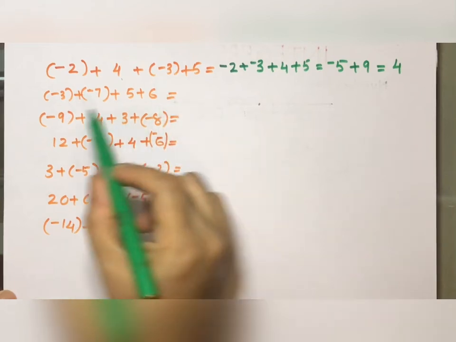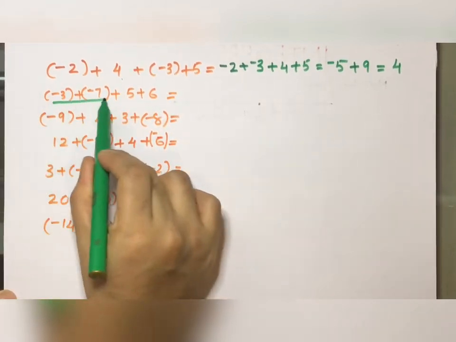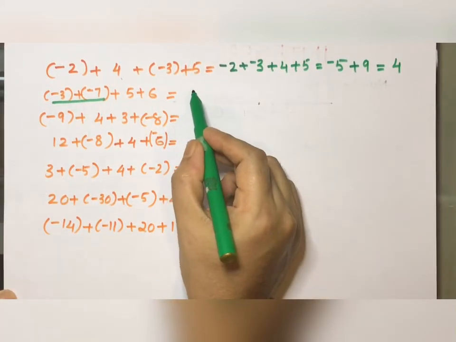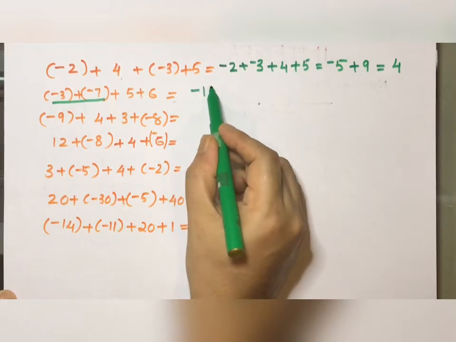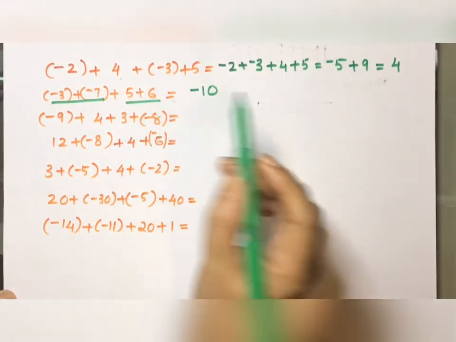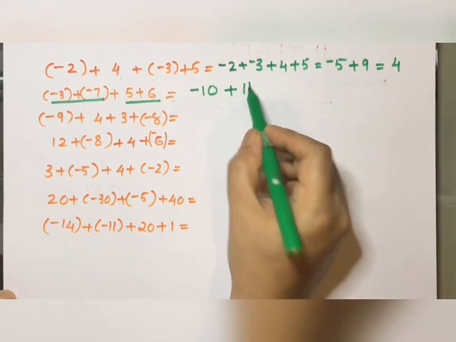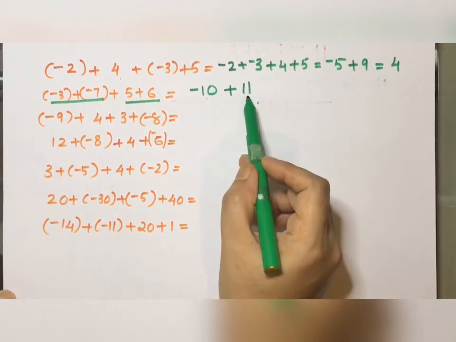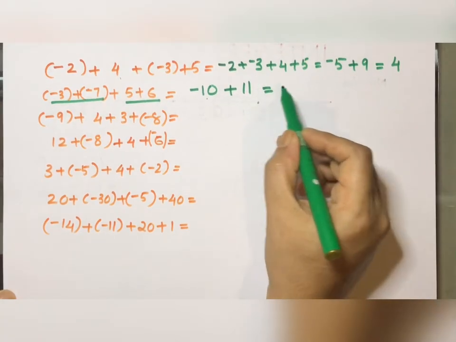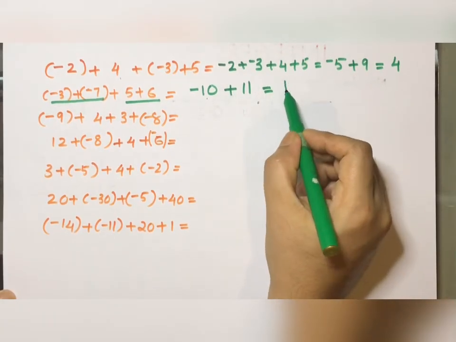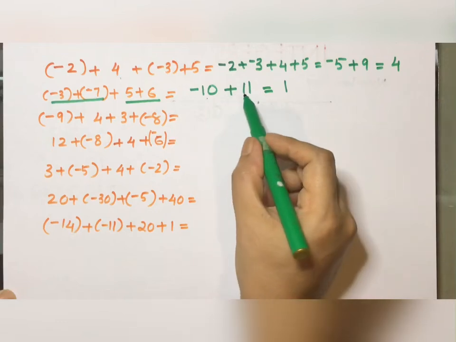Here add negative numbers together. That is -3 and -7, which is -10. Add the positive numbers together. 5 plus 6 is 11. Now one is positive and another is negative. So subtract. 11 minus 10 is 1. It is positive because 11 is positive.